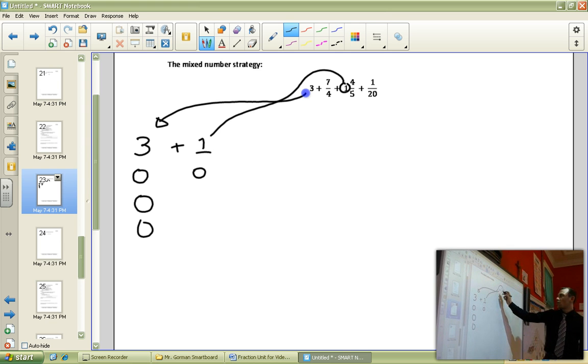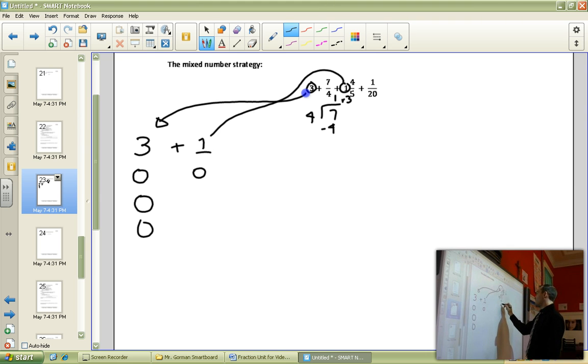Now I have no more whole numbers. This is a proper fraction with the numerator smaller than the denominator, and I have one improper fraction. So I'm going to take that and I'm going to rewrite it. Okay, I need to do 7 divided by 4. It's going to fit in once with a remainder of 3 once I subtract this 4 out. So that's going to change the 7/4 into 1 3/4. So I'm going to take that extra 1 and I'm going to bring it with as well. Okay, here's my extra 1.